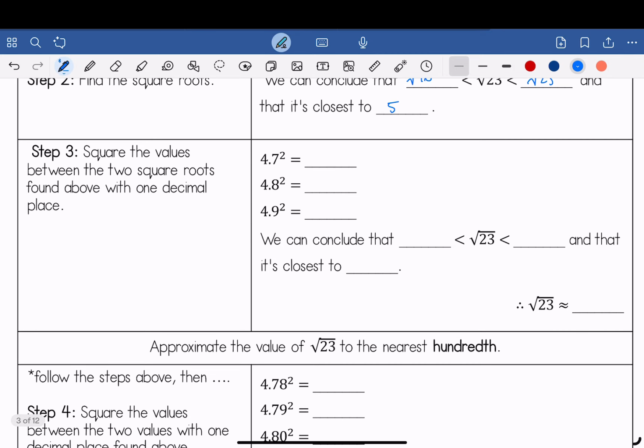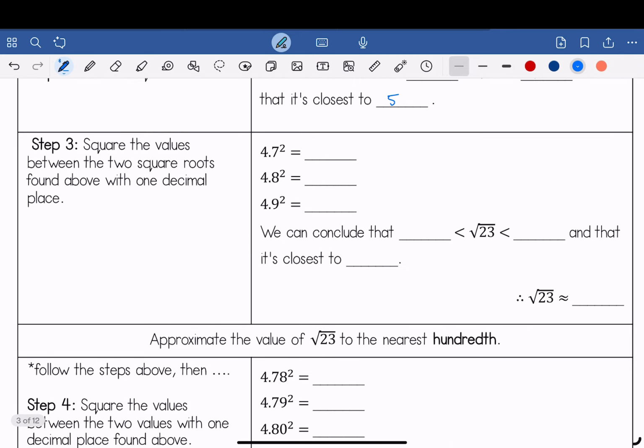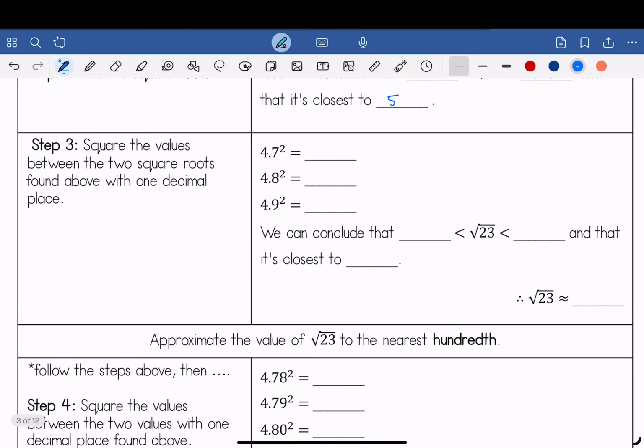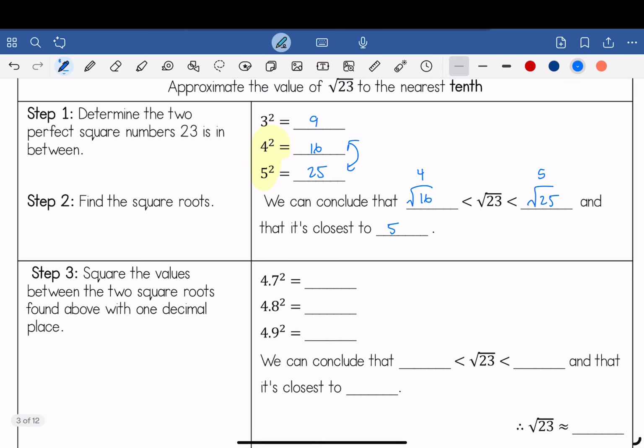Step 3, square the values between the two square roots found above with one decimal place. So we knew that it was between the two numbers of 4 and 5, and is closer to 5. So now we want to look at the second number. Because it's closer to 5, we're going to start off with 4.7 instead of 4.2, because it's not closer to 4, it's closer to 5. So maybe anywhere between 4.5 and above.